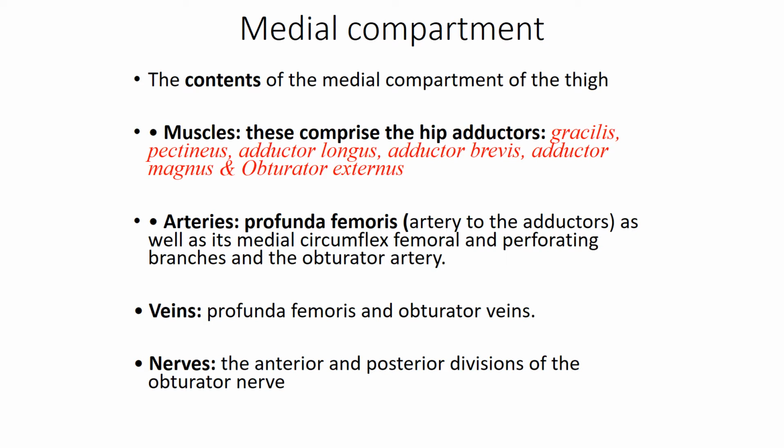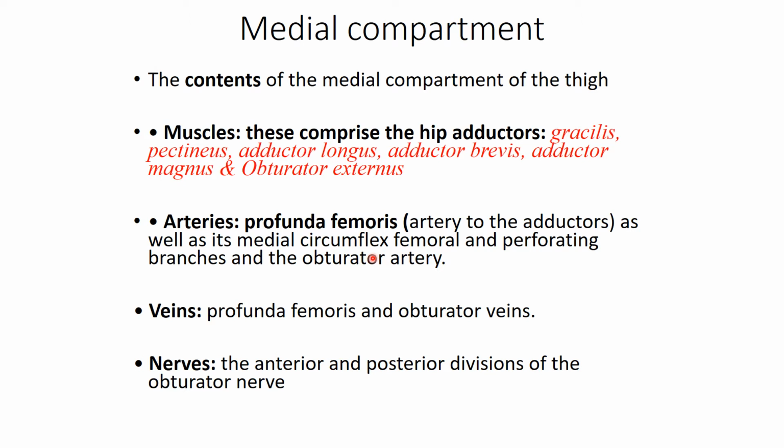Now the medial compartment consists of these muscles, which are known as hip adductors, and these include gracilis, pectineus, adductor longus, adductor brevis, adductor magnus, and obturator externus.